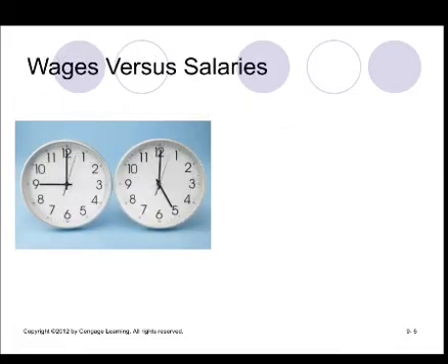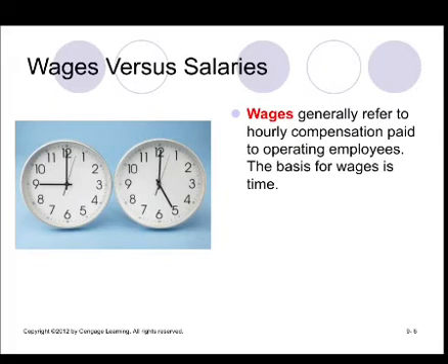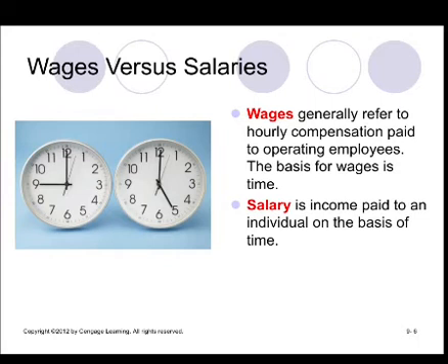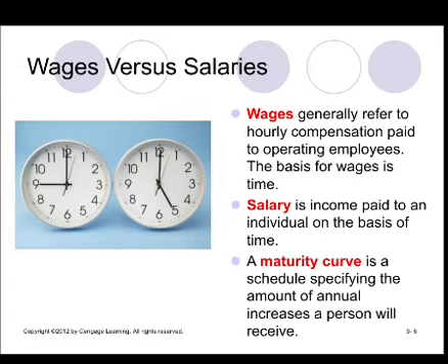Wages versus salaries. Wages generally refer to hourly compensation paid to operating employees. The basis for wages is the time. Remember the hourly wage? Remember in your accounting, you have your wages discussion. That's our wages. Wages are for blue-collar employees usually, and salary is income paid to an individual on the basis of time. A maturity curve is a schedule specifying the amount of an annual increase a person will receive.